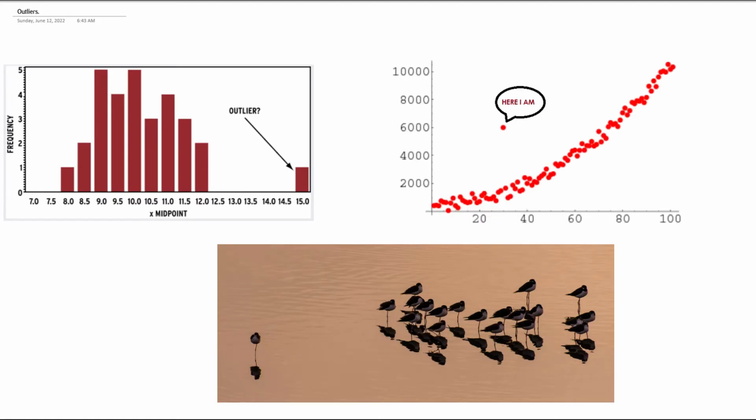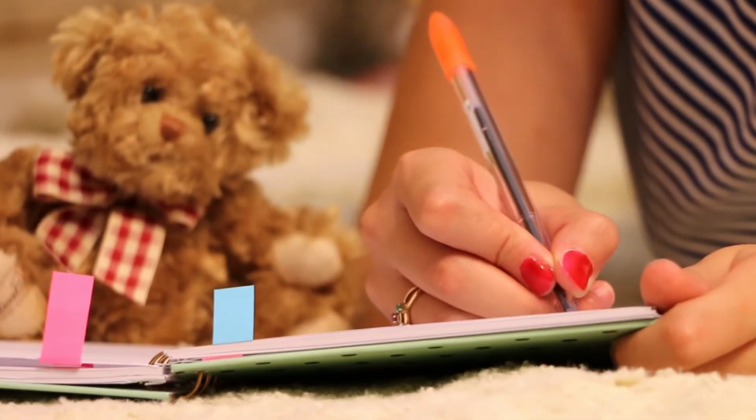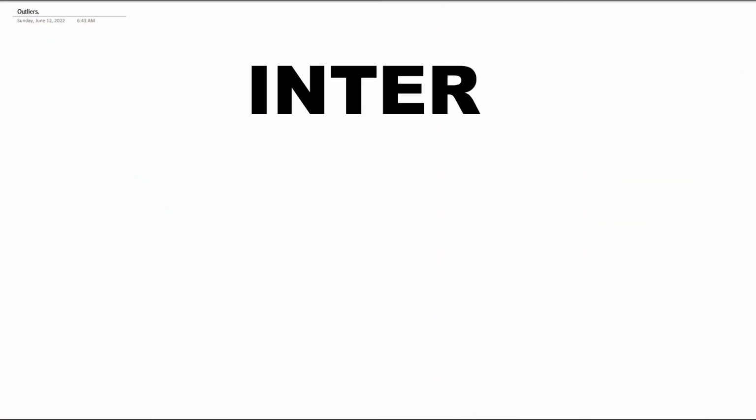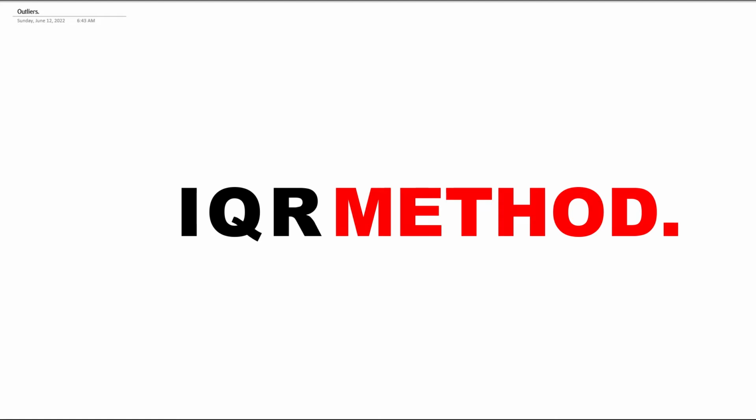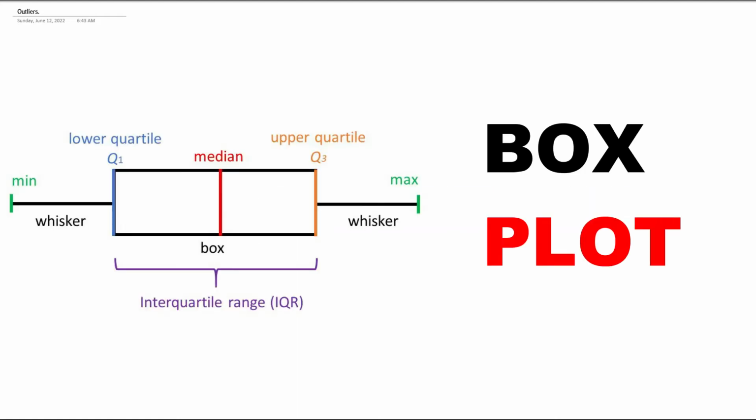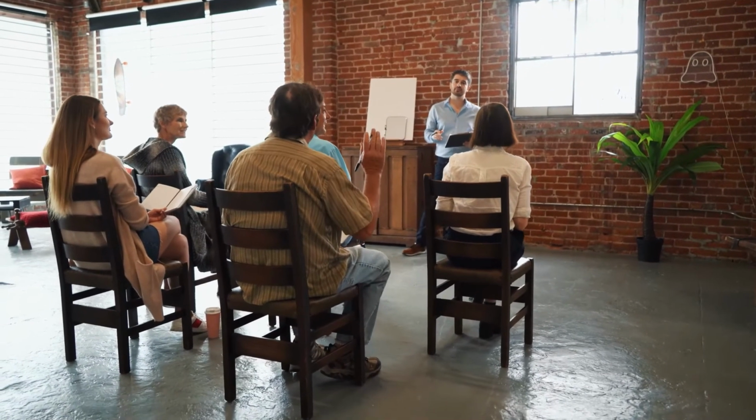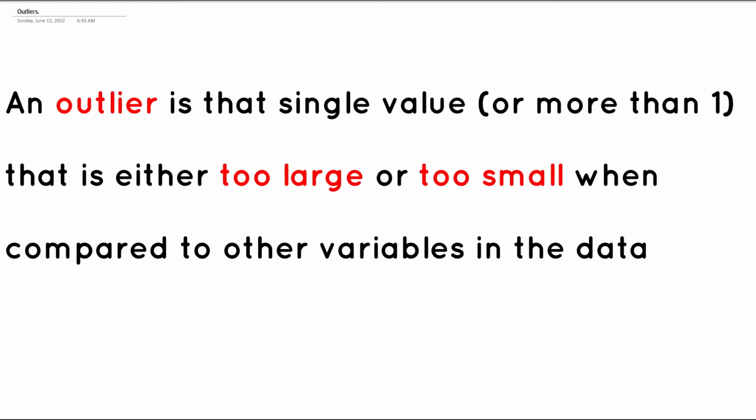So in today's video, we are going to be learning about outliers and how we can extract outliers from our dataset by using the interquartile range method, also known as the IQR method, or also sometimes known as the box plots method. So that being said, the first step in learning is for us to know what an outlier is, and in simple terms, an outlier is a single value or more than a single value that is extremely large or extremely low in value when compared to other variables in our dataset.